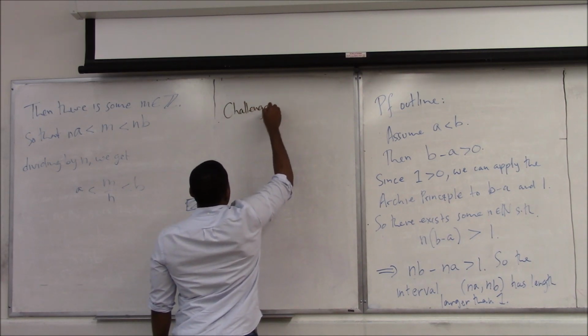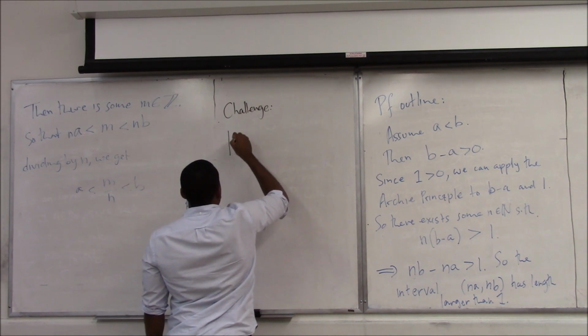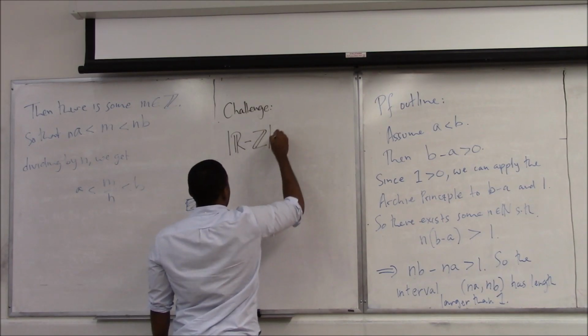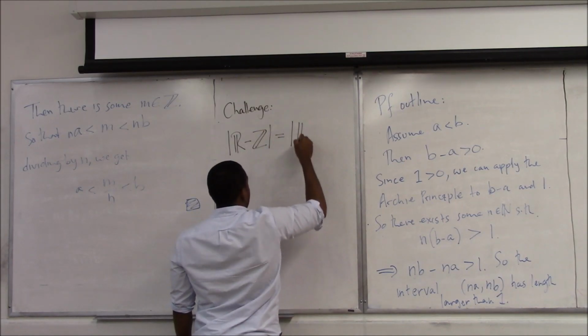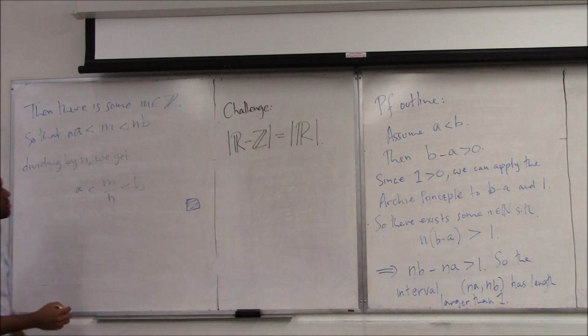So, here's an idea. Show that if I take R minus all the integers, it makes no difference to the number of things there. How would you show that? Right, so I mentioned that last class, so I never really gave you a proof, I just kind of threw it out there.